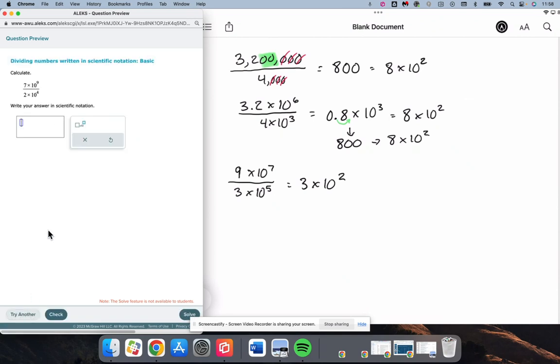All right. And we've got 7 times 10 to the 9th over 2 times 10 to the 4th. So 7 divided by 2 is going to be 3.5, and 9 minus 4 is going to be 5.